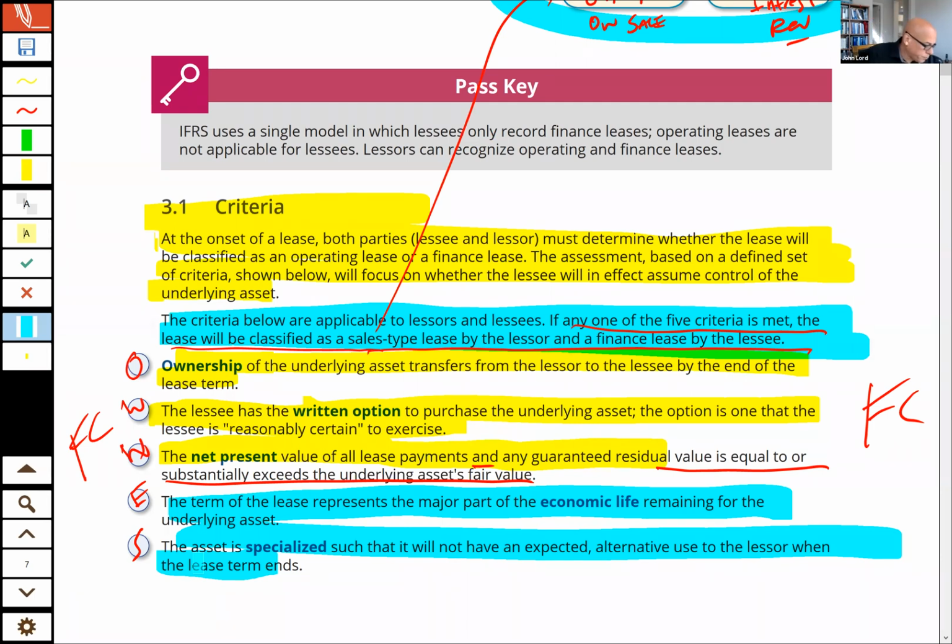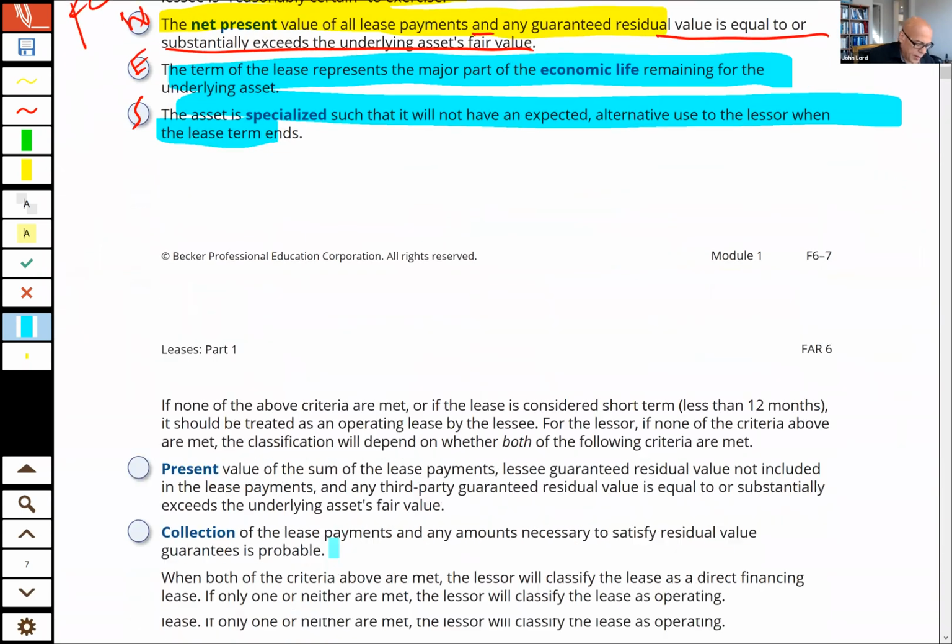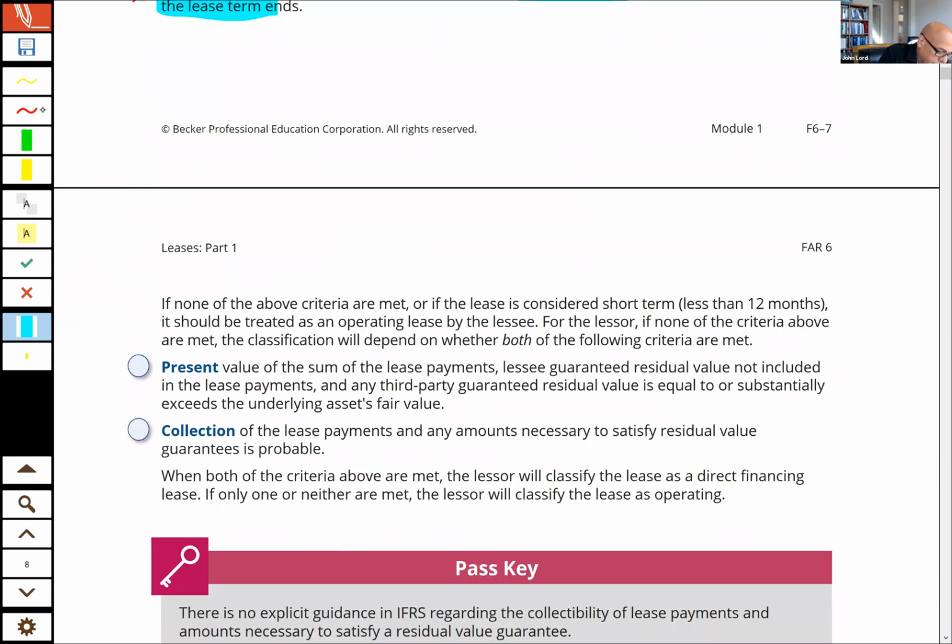Okay, so you take a look at the next page and they start to give us that criteria. So you can go ahead and flashcard what they tell us here. And again, you may already have this flashcard, but take a look through your Becker flashcards. If you don't, make one. Okay. If none of the above criteria are met, or if the lease is considered short term, 12 months, it should be treated as an operating lease by the lessee. Okay. We're done with figuring out what the lessee has to do. If you don't meet any of those criteria, you're the lessee, it's going to be treated as an operating lease. Or if the lease is a short-term lease, 12 months, then it'll be treated as an operating lease.